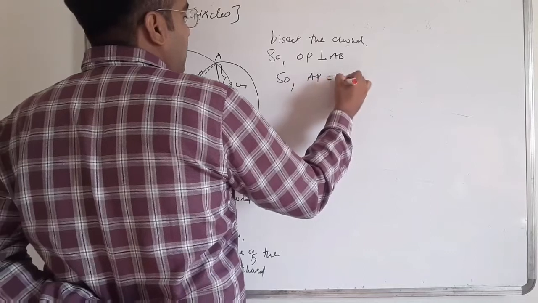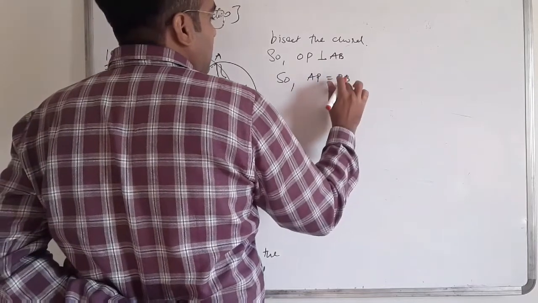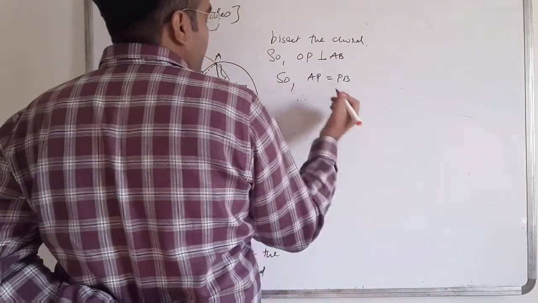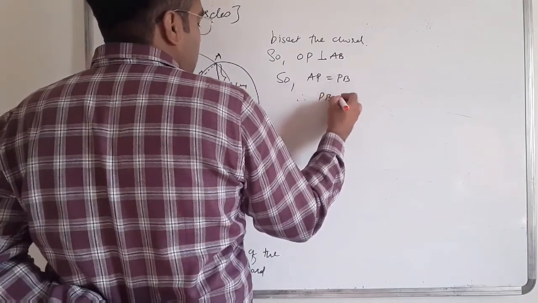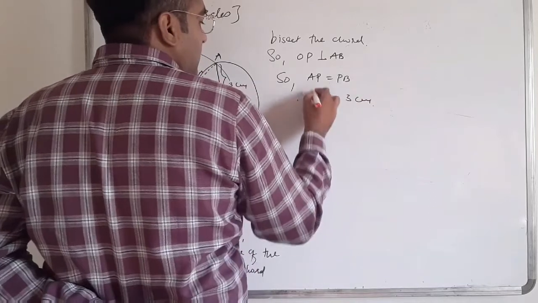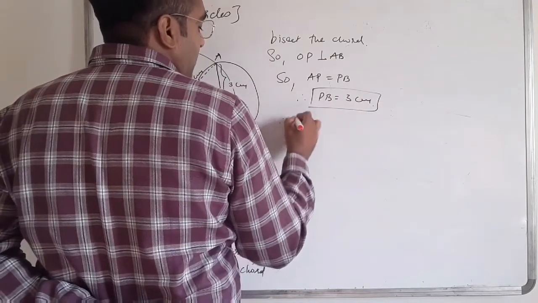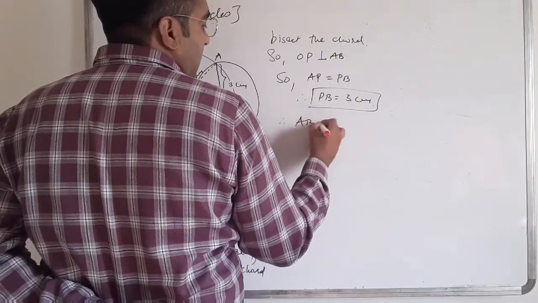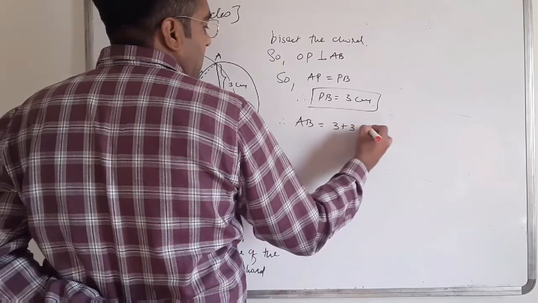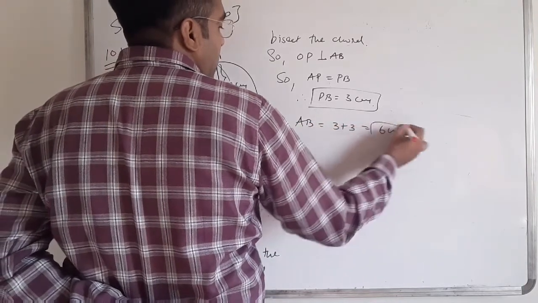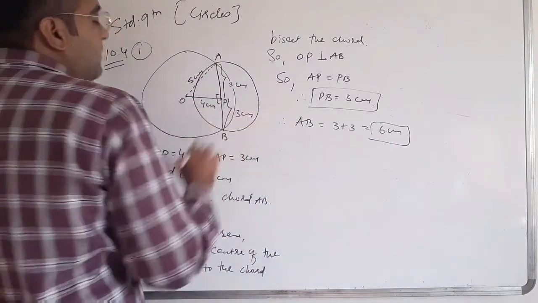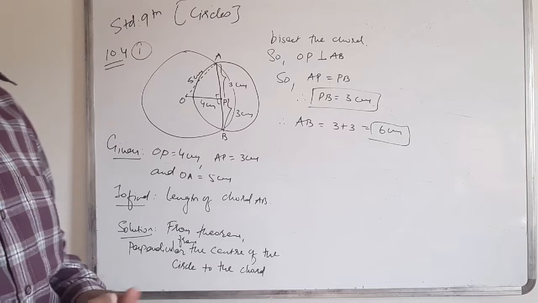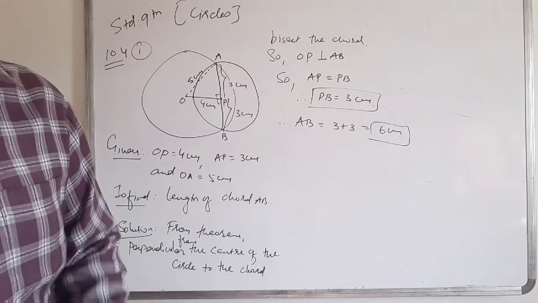So AP is equal to PB, therefore PB is also equal to 3 centimeter, therefore AB is equal to 3 plus 3, which is 6 centimeter. Clear that? AB is 3 plus 3, 6 centimeter.